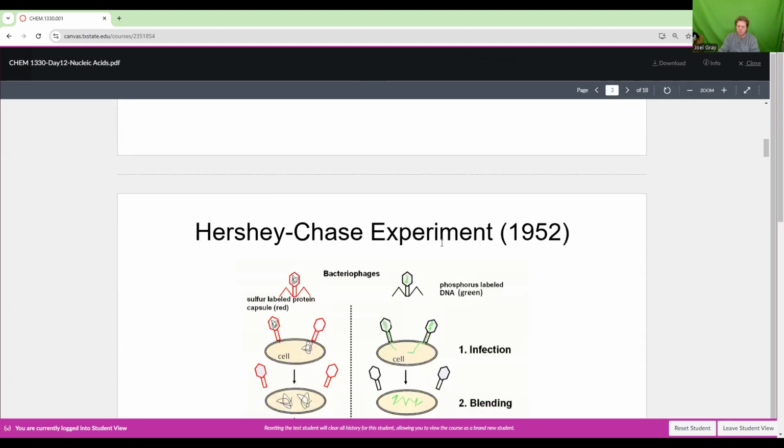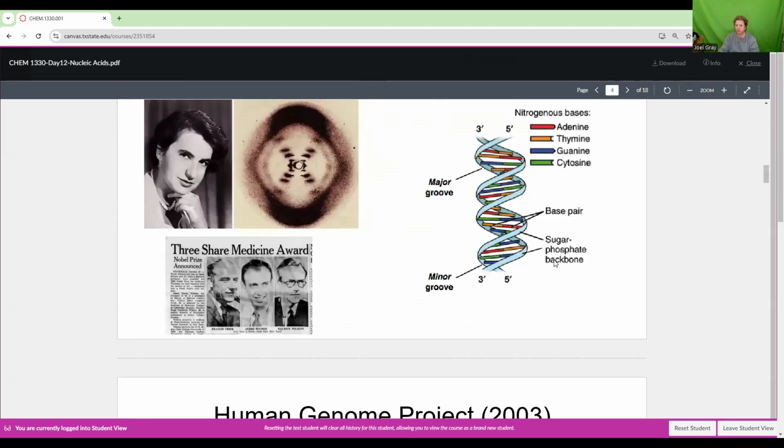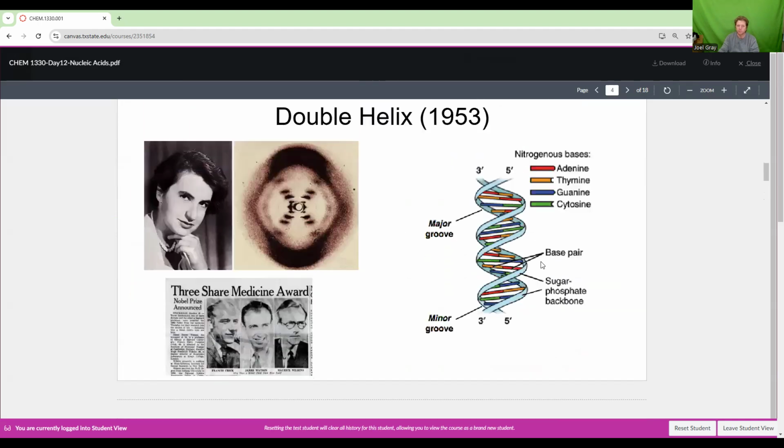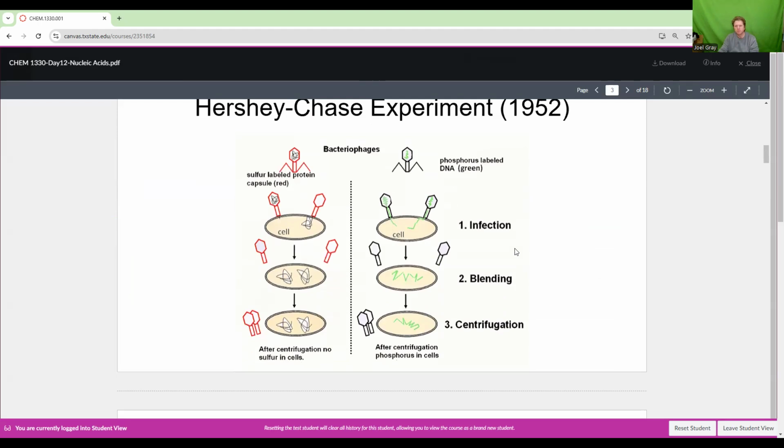We talked about a couple of different experiments. I've asked about those different experiments. Spoiler alert, I'm going to ask about them again. What's the Hershey-Chase experiment? What was the point of the Hershey-Chase experiment? It confirmed that DNA was the carrier of genetic information.